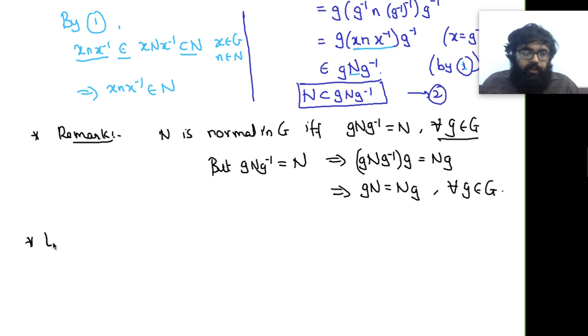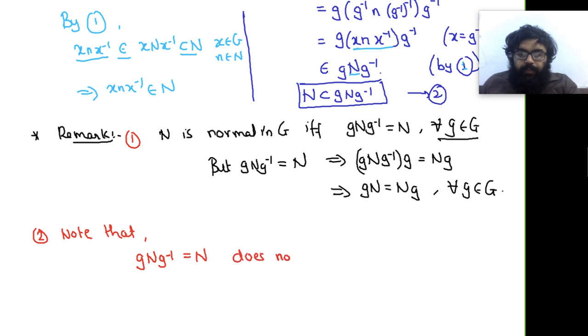So let us write this as a lemma. The statement of the lemma. Now we are going to prove this. But before this lemma, let me add one more remark. So this is number one and number two. Note that, again, this is important, as we have seen in the case of coset: G N G inverse equals N does not mean that every element of G N G inverse equals the corresponding element of N. So this is not true. One should keep this in mind.